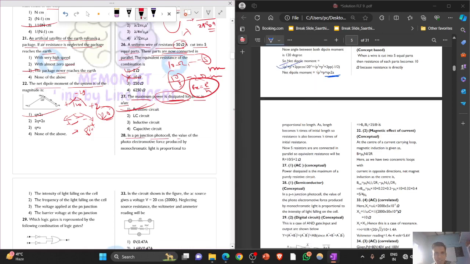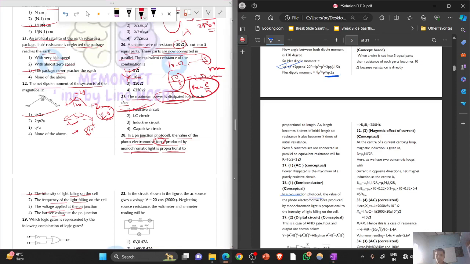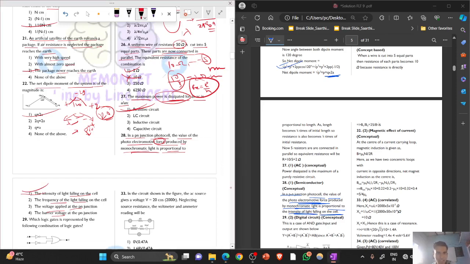In a PN junction photocell, the value of photoelectromotive force produced by monochromatic light is proportional to, okay, the intensity of light falling, the frequency of light falling, or the voltage applied on the PN junction. It depends on the intensity, the amount of intensity that falls. You can also understand the theory from here. In a PN junction photocell, the photoelectromotive force produced by monochromatic light is proportional to the intensity of light falling on the cell. It's simply a theoretical question. You just need to understand the theory. So option 1 will be your direct correct answer.